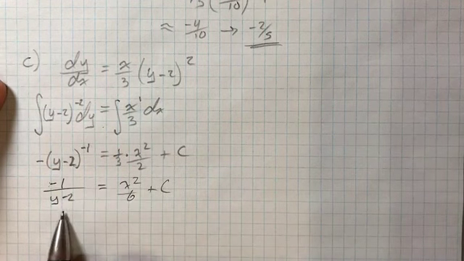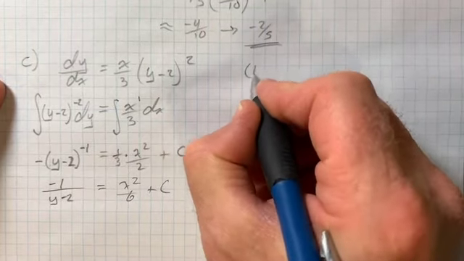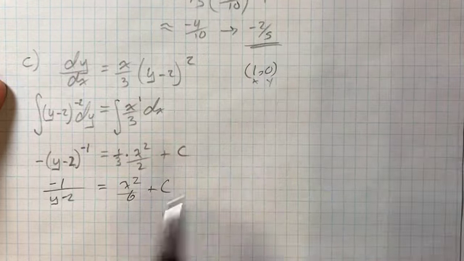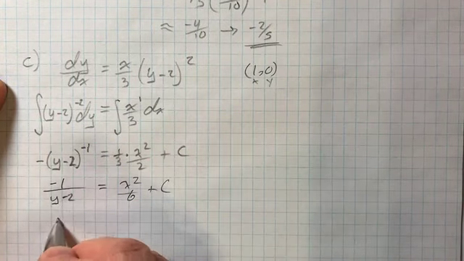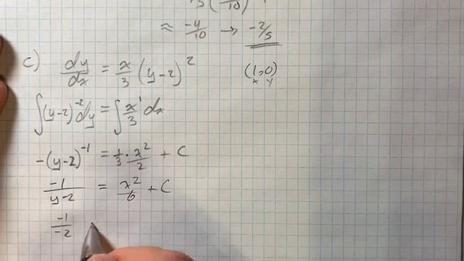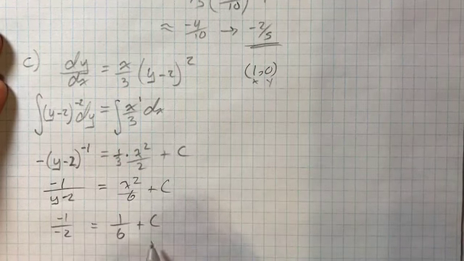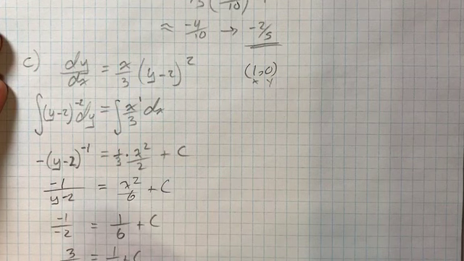Now, I can either simplify this stuff, or you know what? I could plug in... Remember, it was 1 comma 0. When the x value is 1, the y value is 0. Let's do that right now. Because look, this becomes 0 minus 2. So this becomes negative 1 over negative 2. This becomes a half. The x value is 1. This is 1/6 plus c. So in other words, 1/2, or in other words, 3/6 is 1/6 plus c. C is 2/6, or in other words, c is a third.